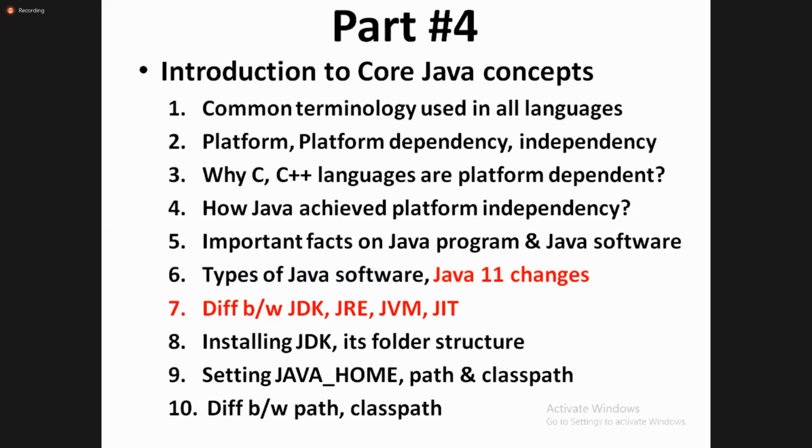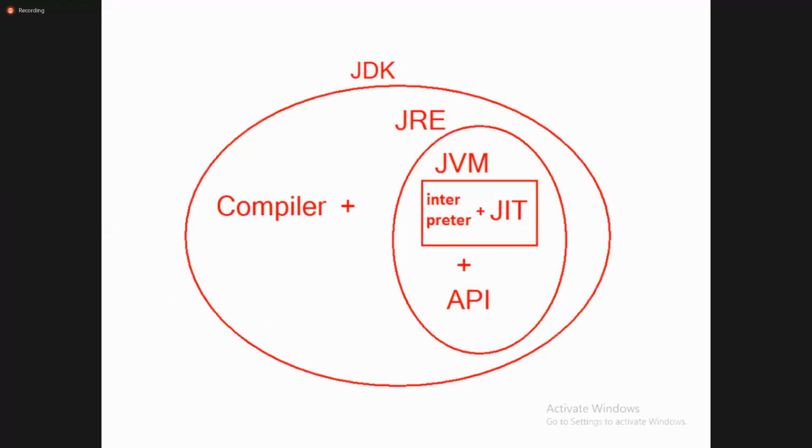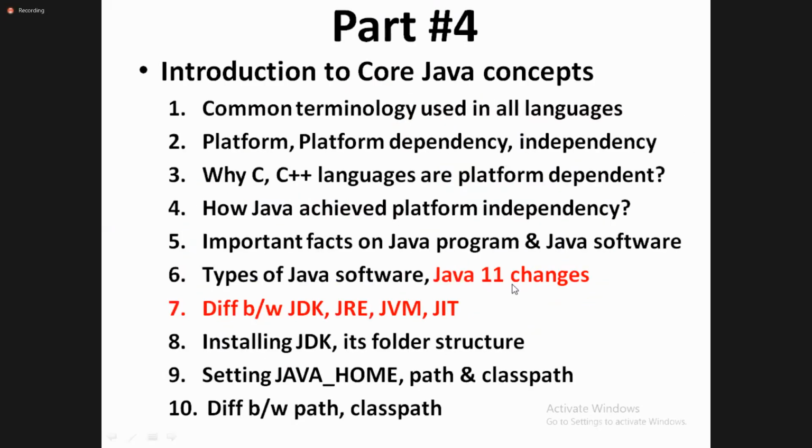Okay? Then we need to move to the next point. Difference between JDK, JRE, JVM and JIT. Okay. Now this slide I want you to learn on your own. Next, why from Java 11 version onward is only JDK there? Why was JRE removed? The reason you must also know.